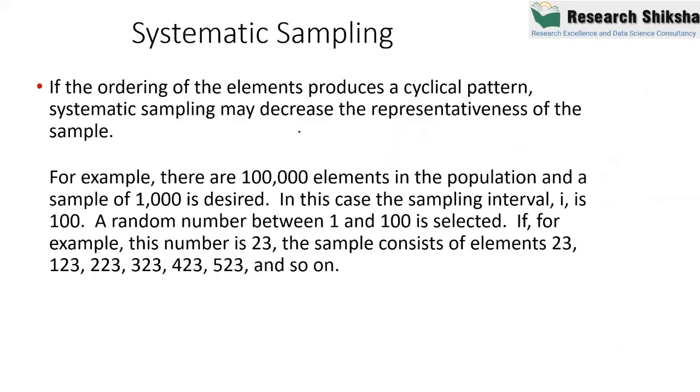For example, there are 1 lakh elements in the population, and a sample of 1000 is desired. So what we do is divide 1 lakh by 1000. In this case, the sampling interval is 100. The sampling interval comes after dividing 1 lakh by 1000. So this is called the sampling interval, which is most of the time noted by K, and here it is 100.